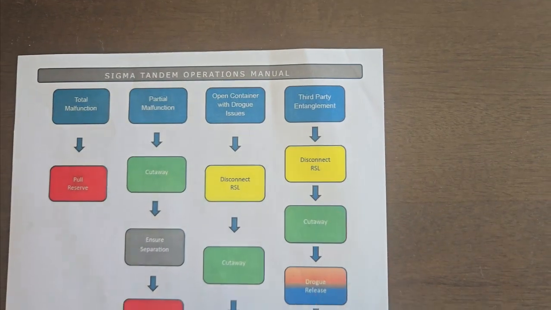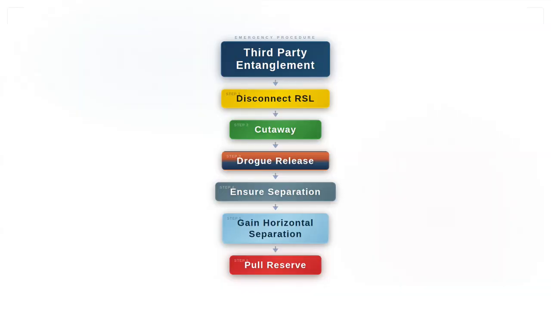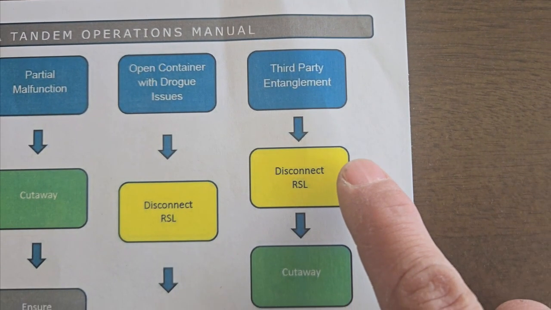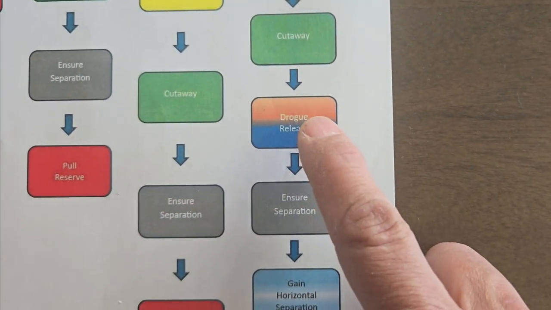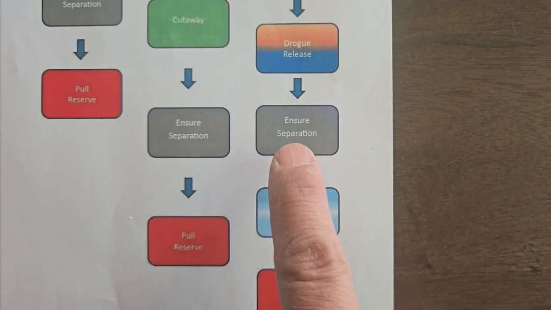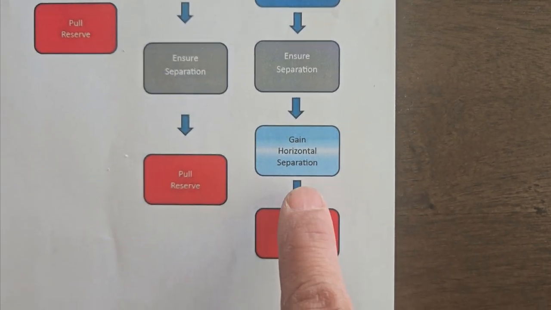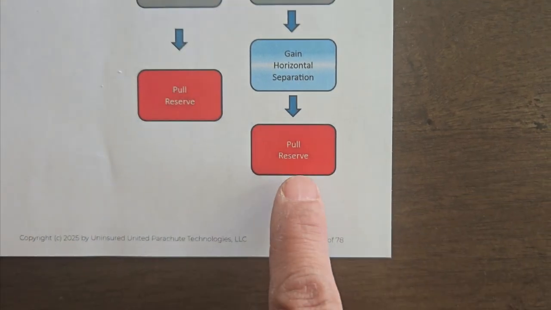The last category is third-party entanglement. This occurs when a videographer or another person jumping with the tandem pair gets entangled with the drogue. In this case, we are going to strip the right side, which means we're going to disconnect the RSL, we're going to cut away, then we're going to release the drogue. At this point, we need to ensure separation of the risers, which would allow us to start gaining horizontal separation by tracking for about 5 seconds, and then we will pull our reserve.